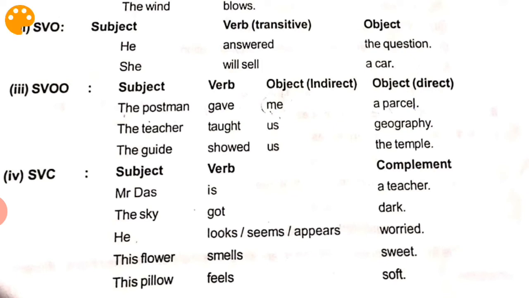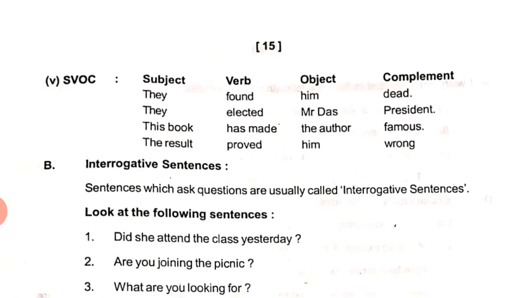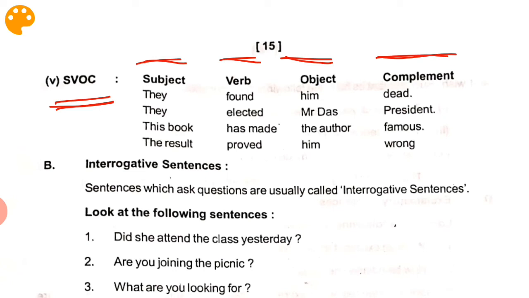Then the last pattern, the SVOC pattern. S for subject, V for verb, O for object, then C for complement. Subject, verb, object and complement. This is the SVOC pattern, the last pattern of the declarative sentence.